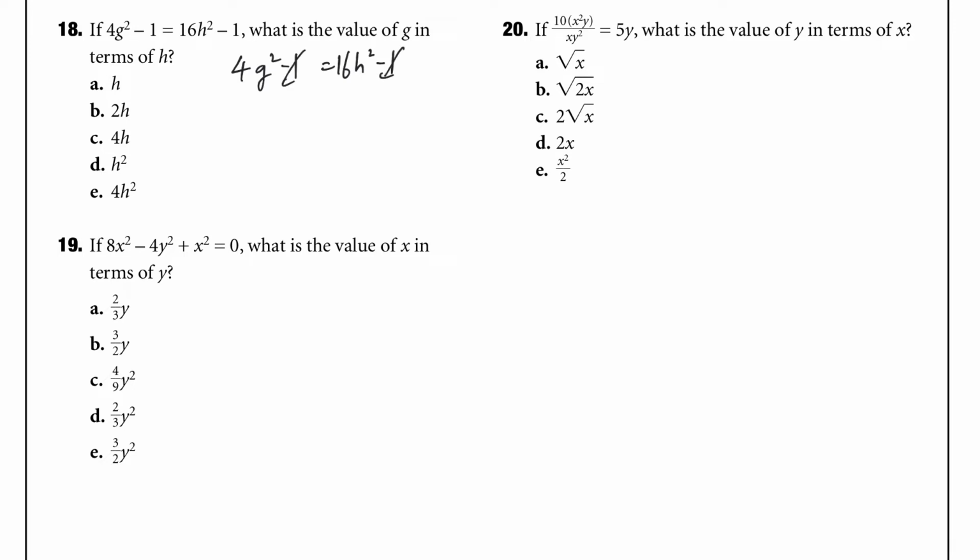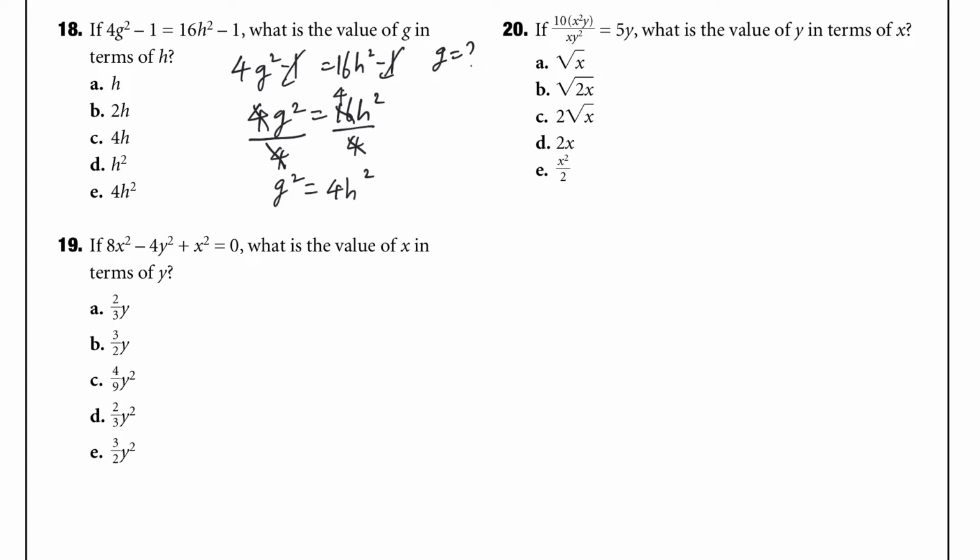It's like adding plus 1 to both sides, and I'd have 0 on the left-hand side and 0 on the right-hand side. So I can cancel them out. And I want to get the value of g in terms of h. So I want to get rid of the 4 from the g squared by dividing by 4 on both sides. Can cancel, and 16 over 4 is just 4. So g squared is equal to 4h squared.